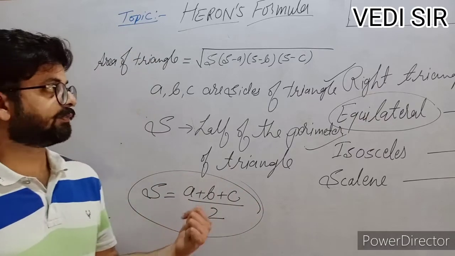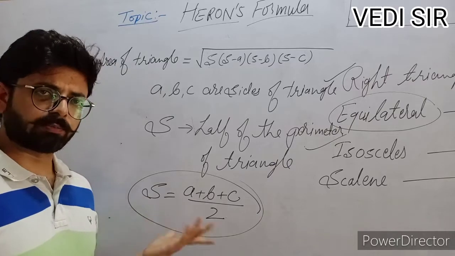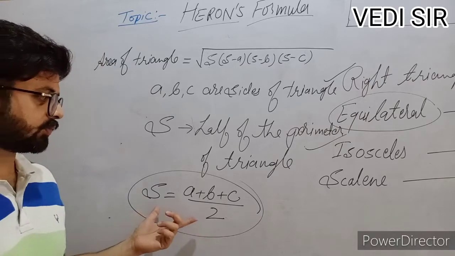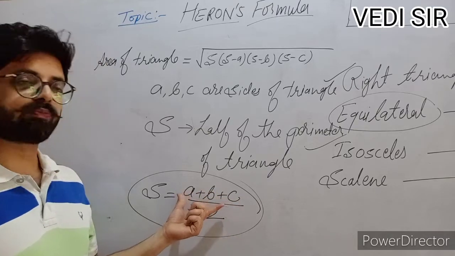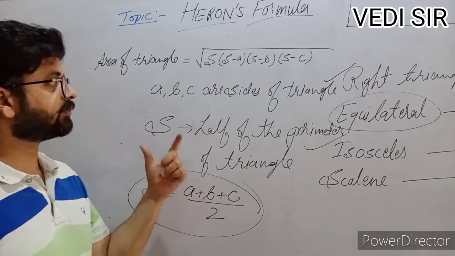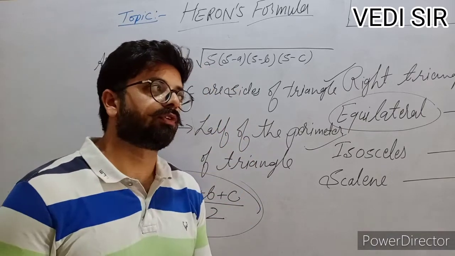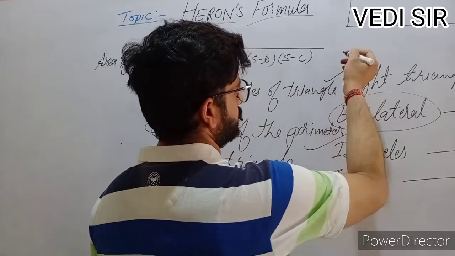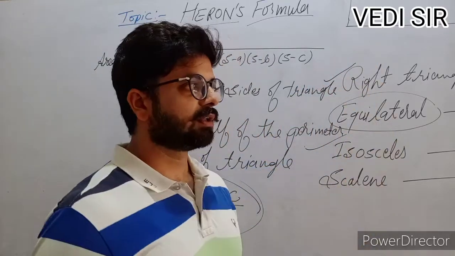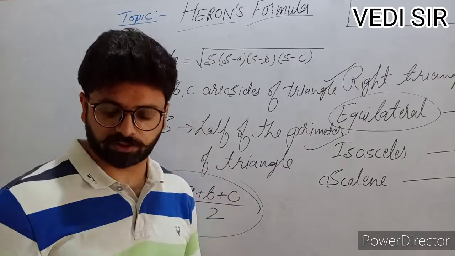So whenever we go through this formula, first we will calculate S. Sometimes the question will give the perimeter, so we will divide by 2, we will get S, and afterwards we will apply this formula and we will get the area of the triangle. The unit will come in square units, suppose centimeter square or meter square, according to the question.